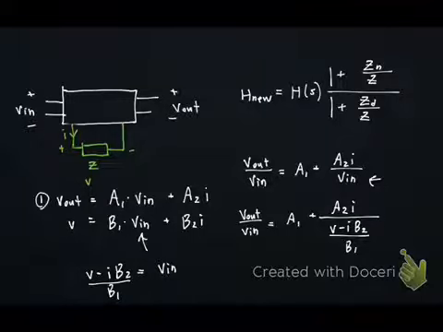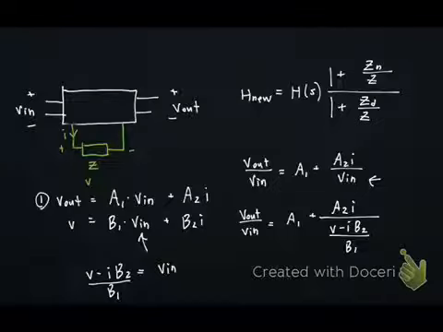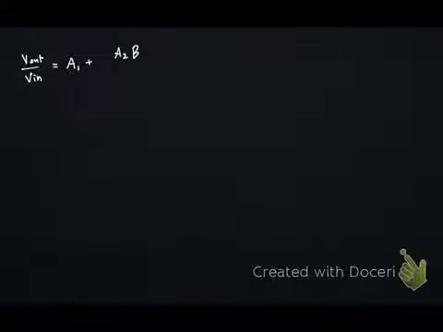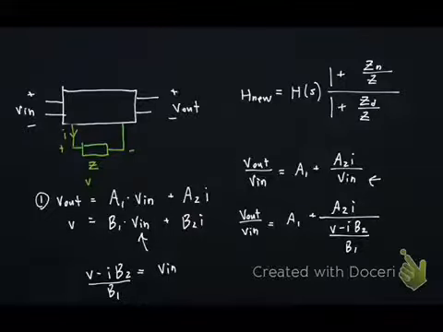Now, the trick is realizing that this algebra can be rearranged into something meaningful. So that's the tricky part. So if we rearrange it, so let's rewrite it here. So V out over Vin equals A1 plus A2, and if we bring the B1 up top, that's A2 B1 I over V minus I B2.